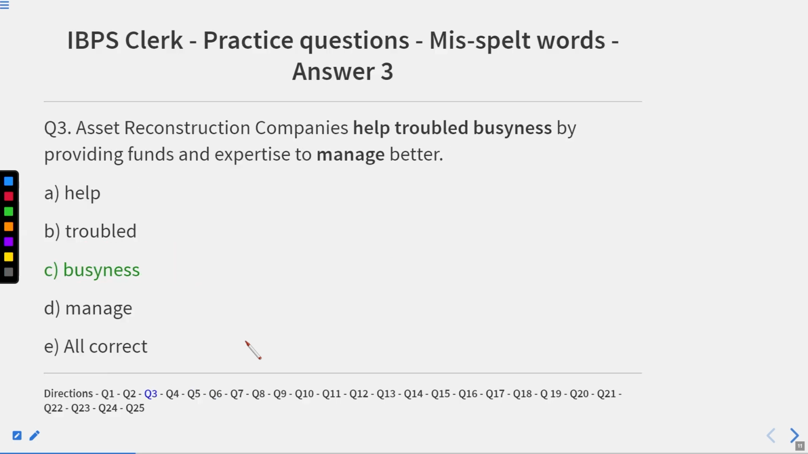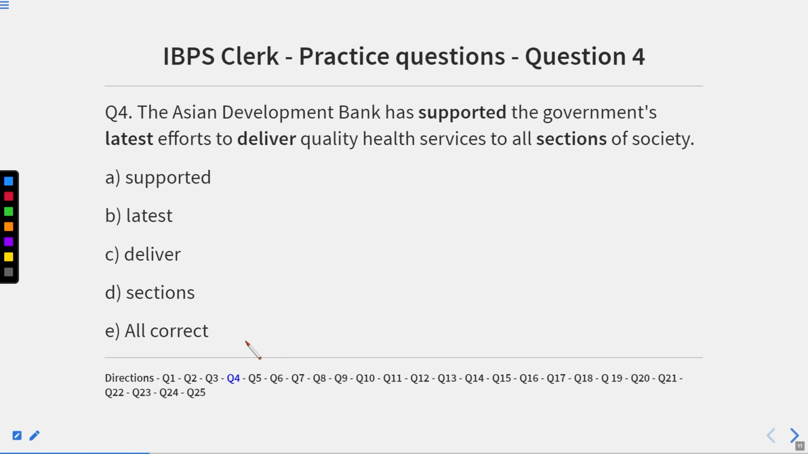That is question number 4. The Asian Development Bank has supported the government's latest efforts to deliver quality health services to all sections of society. Now let us see the words over here which are in bold. So first word that we have is supported, S-U-P-P-O-R-T-E-D, supported. The spelling of supported is correct.